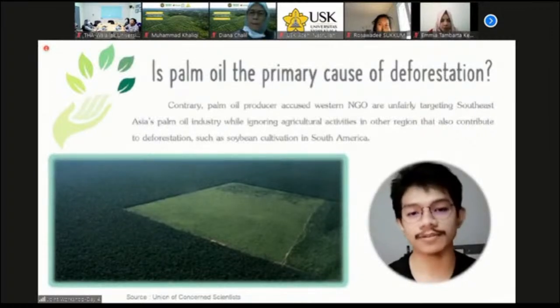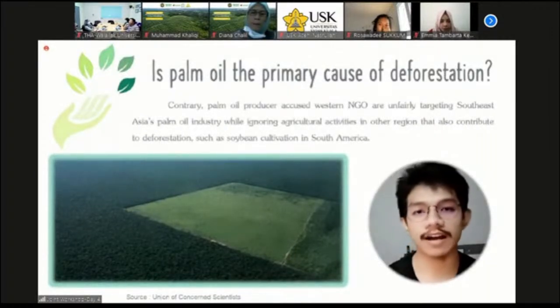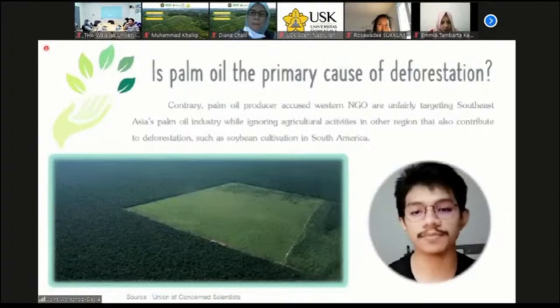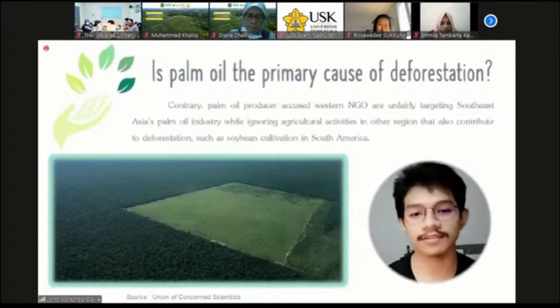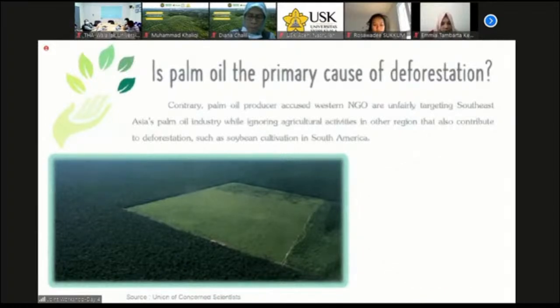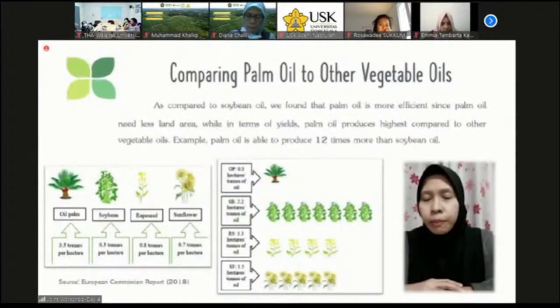On the contrary, palm oil producers accuse Western NGOs of unfairly targeting Southeast Asia's palm oil industry while ignoring agricultural activity in other regions that also contribute to deforestation, such as soybean cultivation in South America. As compared to soybean oil, we found that palm oil is more efficient since it needs less land area. In terms of yields, palm oil produces the highest compared to other vegetable oils. For example, palm oil is able to produce 12 times more than soybean oil.